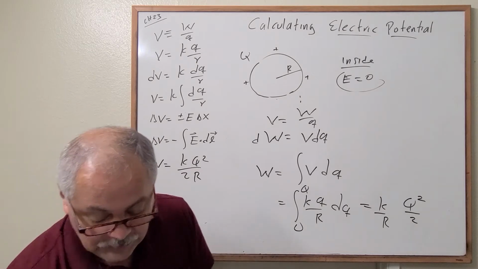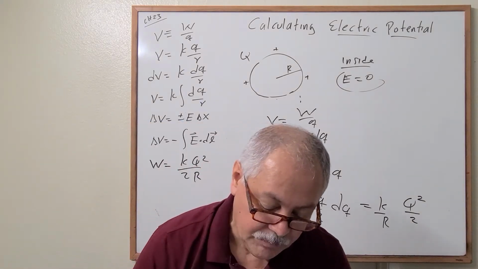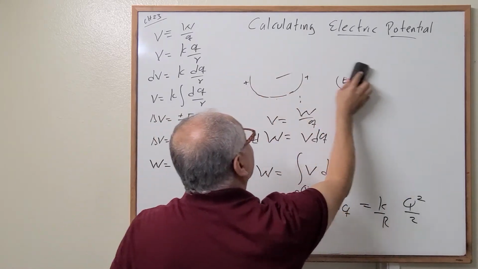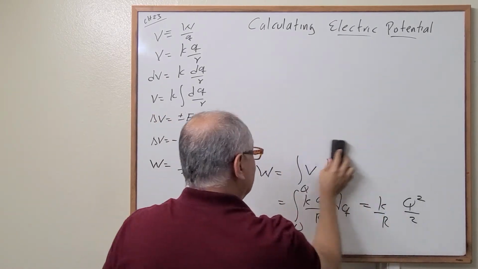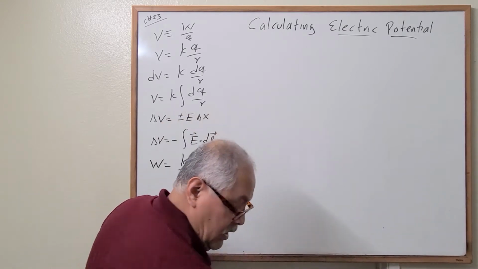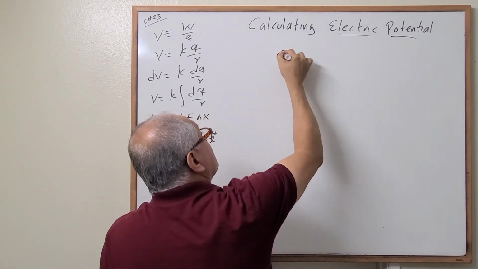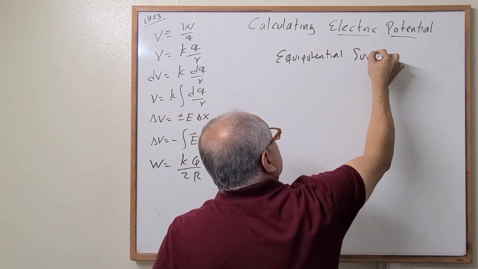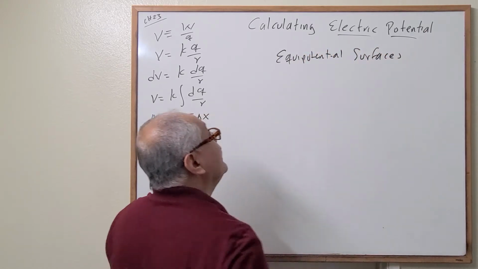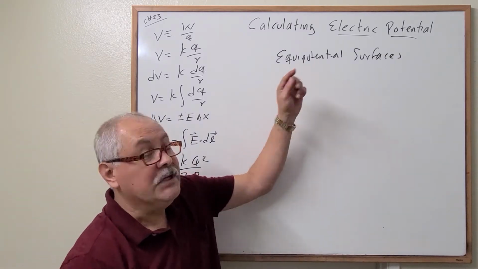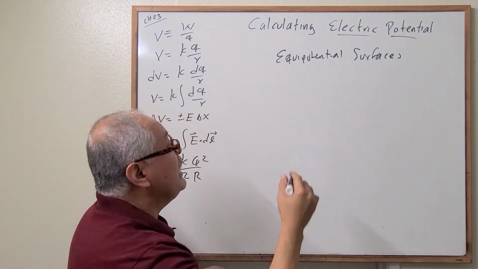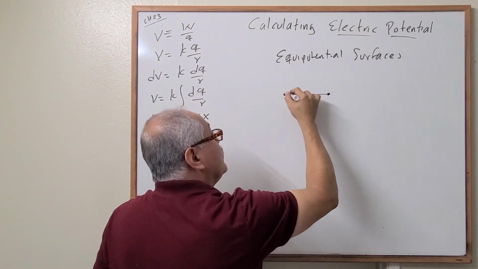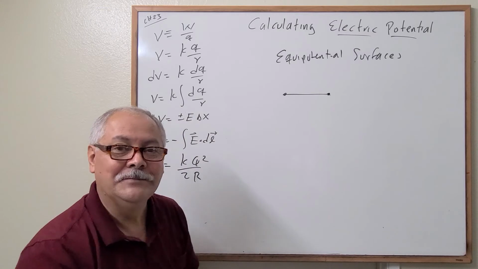Now let's go to the next topic. The next topic is equipotential surfaces. Equi means equal potential, the same potential. So we have a surface that has the same potential. These two points have the same potential.